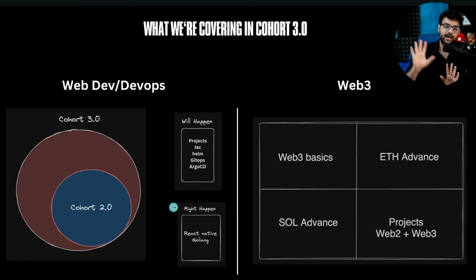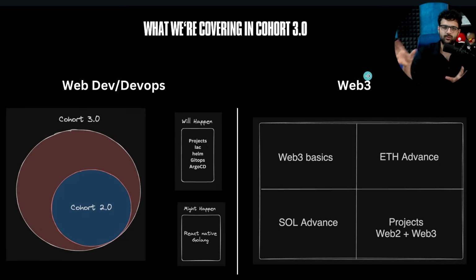A few things that might happen, there are no promises here, but might happen would be Golang as well as React Native. These will be for free if they are added. The reason for Golang is because most DevOps projects are written in Golang. So if you want to contribute to them, you need to know Golang well. And React Native is just the next succession after you've learned web development. It's the next thing you should do. Both of these might be added for free.